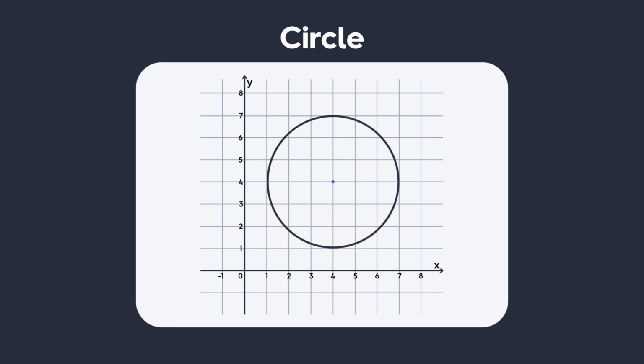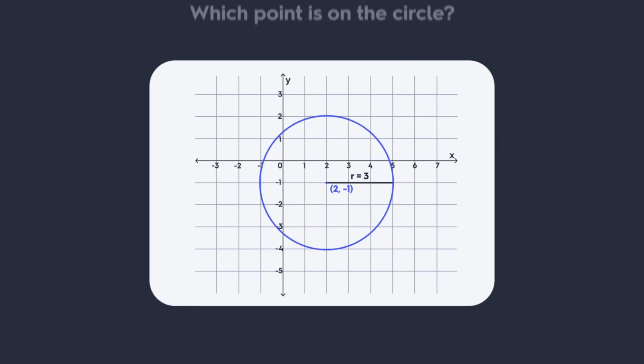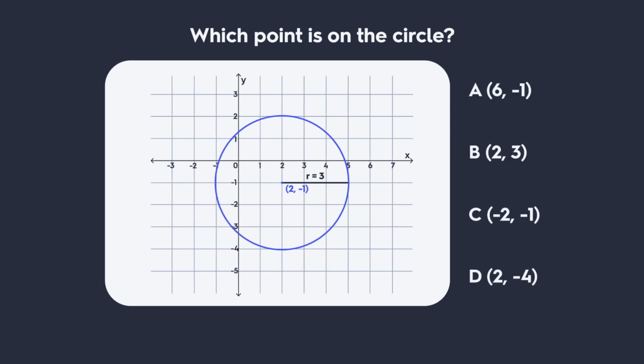First up, circles. The standard equation of a circle is (x - h)² + (y - k)² = r². The point (h, k) is the center. The number r is the radius. Understanding the equation is one thing, but the ACT wants you to use it. Let's apply this to our pop quiz.